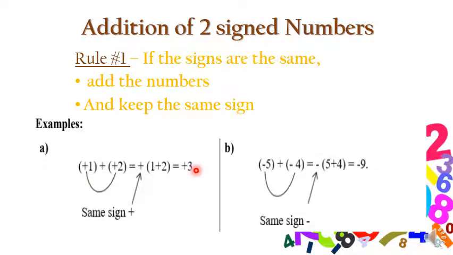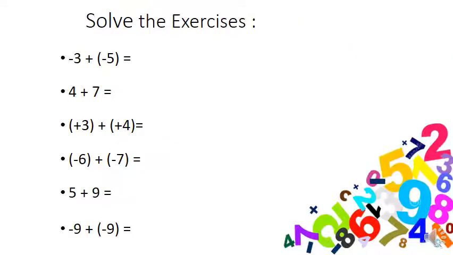B, negative 5 plus negative 4. Here we have the same sign, so we add 5 plus 4, which is equal to 9, and keep the same sign, which is minus. So the answer is minus 9. Okay, let's apply the explained idea in this exercise.